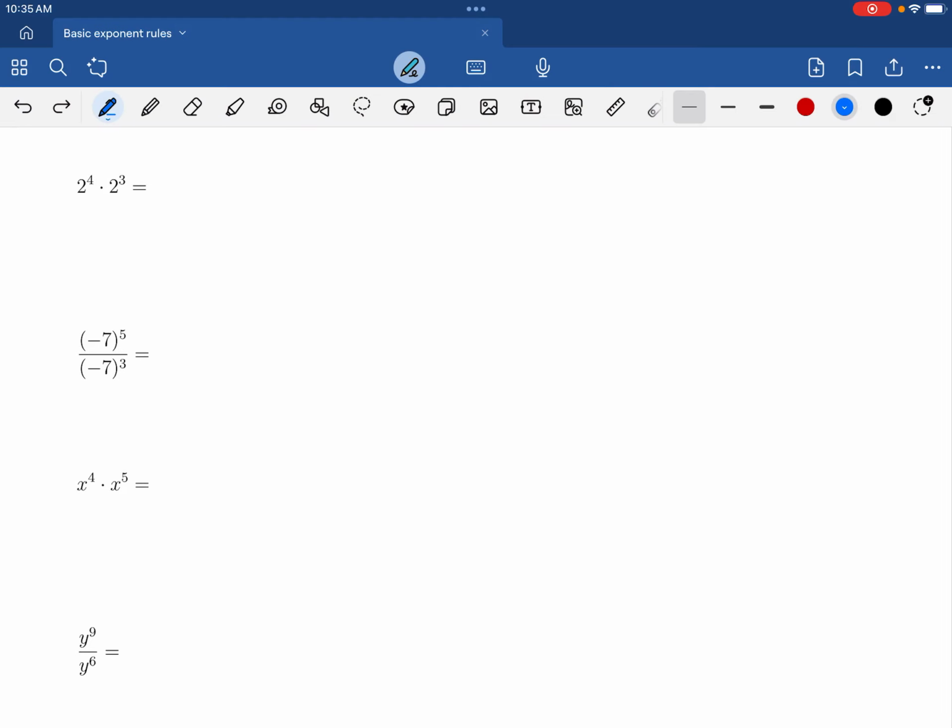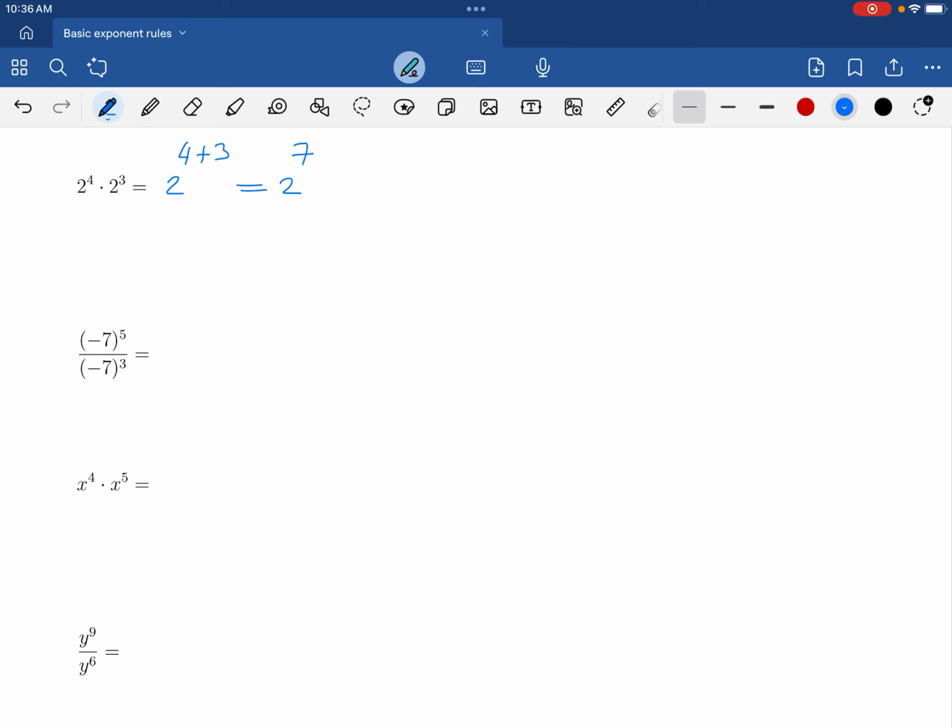Hi everyone, we will discuss basic exponent rules and illustrate this with examples. So the first one is 2 to the fourth multiplied by 2 to the cube. So this will be 2 raised to the sum, 4 plus 3. And this will be 2 to the seventh.